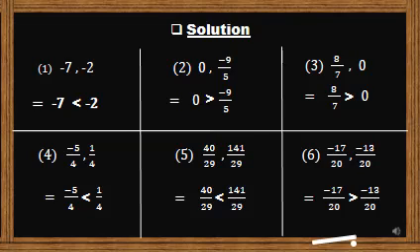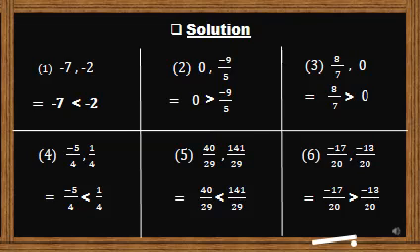We have studied that all negative numbers will be less than 0. So 0 is greater than -9/5. Third one, 8/7 and 0. We have also studied that 0 is less than all positive numbers. 8/7 is a positive number, so 8/7 will be greater than 0.